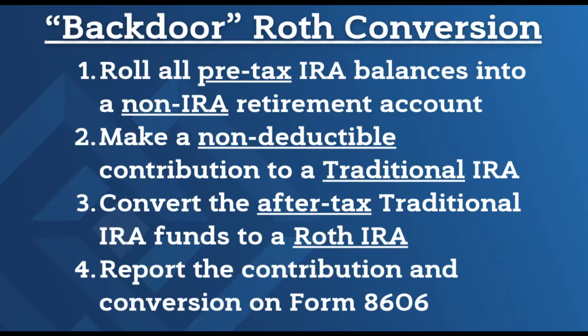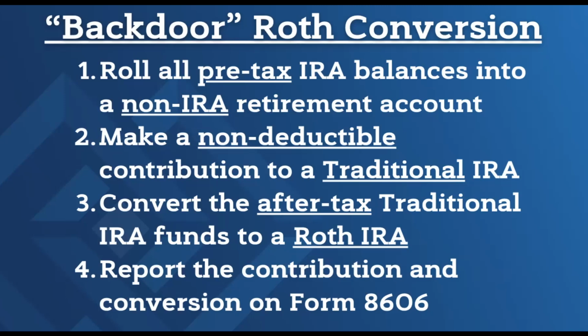After that, you make a non-deductible contribution to a traditional IRA. At this point, there should not be any earnings within the account, just the after-tax funds, also called cost basis. The next step would be immediately converting the traditional IRA funds to a Roth IRA. This will leave a $0 balance in the traditional IRA.